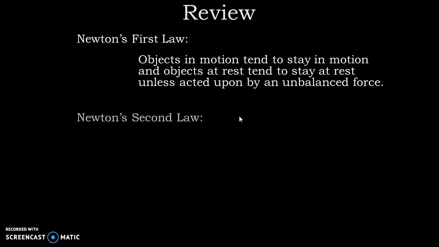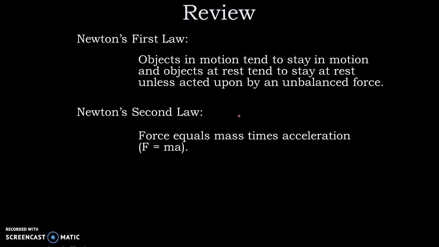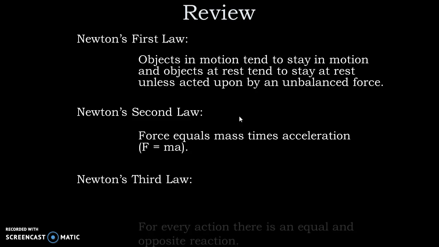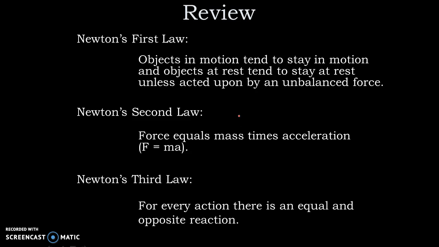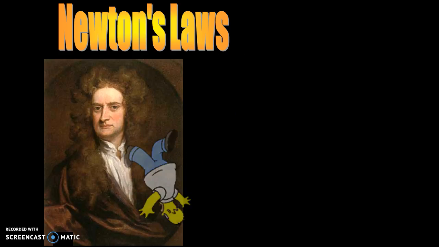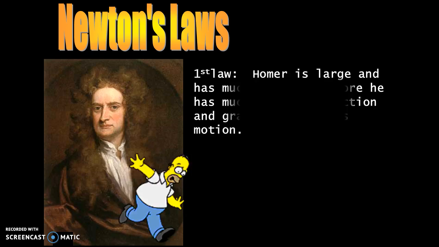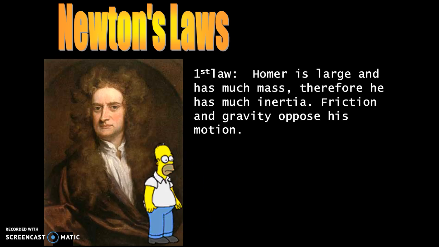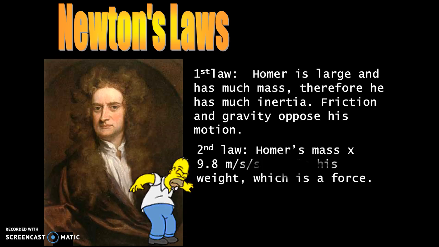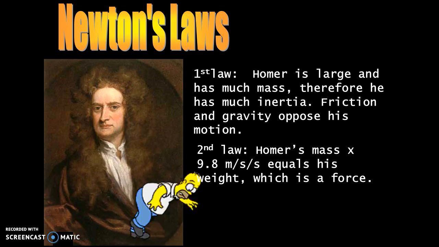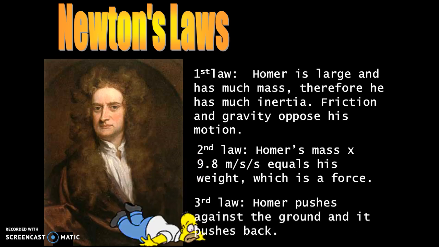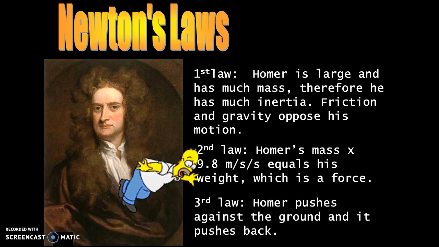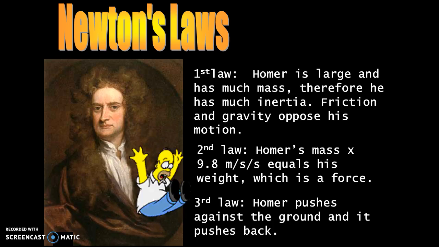Okay, quick review. This goes over all of Newton's laws. So, things stay in motion unless acted upon by something else. Force equals mass times acceleration, and for every action there's an equal and opposite reaction. So if we apply this, Homer is large and has much mass, therefore he has great inertia. Friction and gravity oppose his motion. And Homer's mass times 9.8 meters per second squared is his force. And finally, Homer pushes against the ground when he falls flat on his face, and it pushes back.